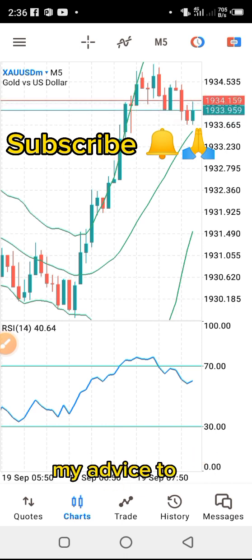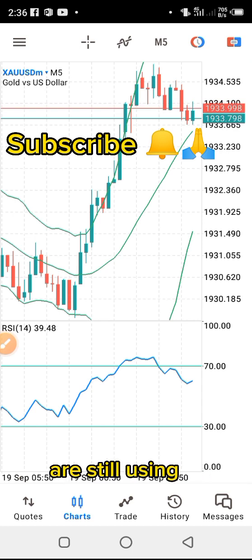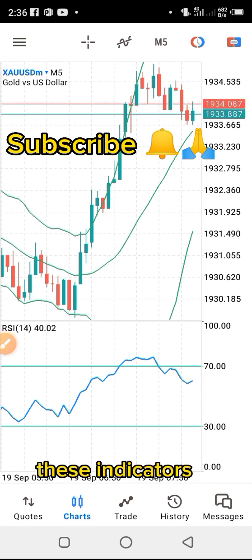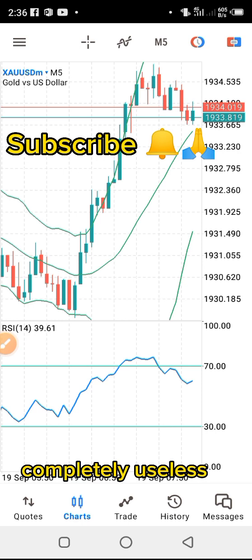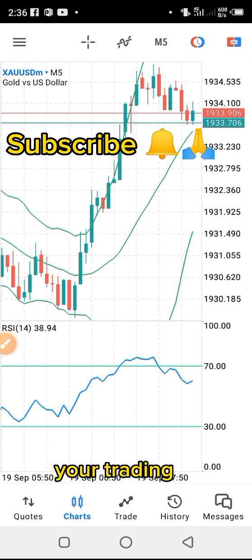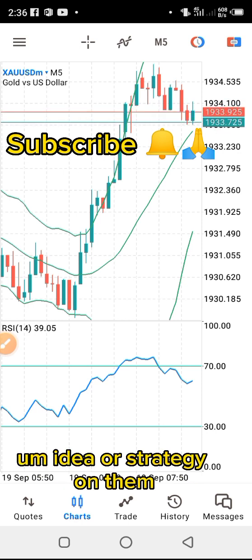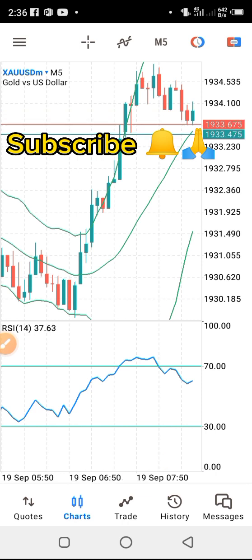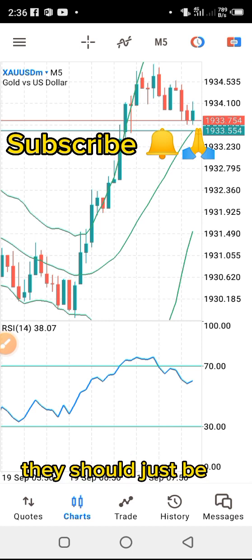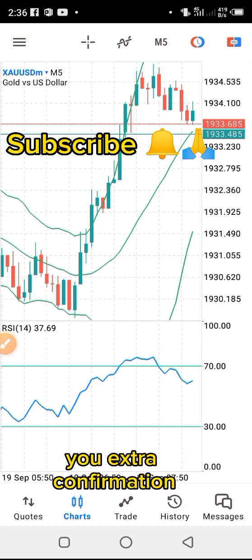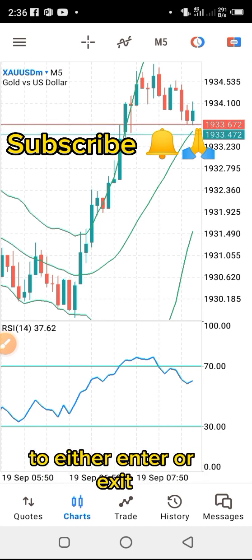So my advice to beginner traders that are still using these indicators, don't throw the indicators away. They are not completely useless. Instead of basing your trading idea or strategy on them, let them be a means for extra confirmation. They should just give you extra confirmation to either enter or exit the market. All right.